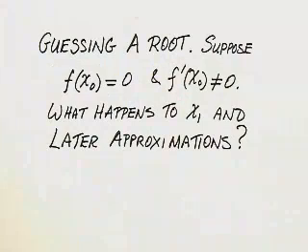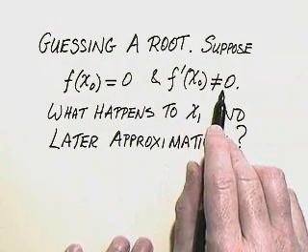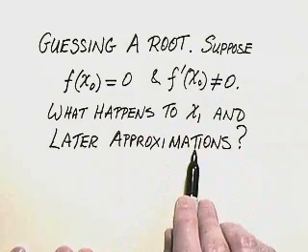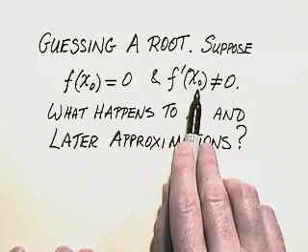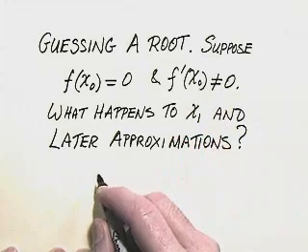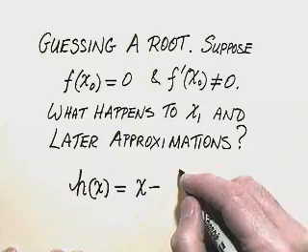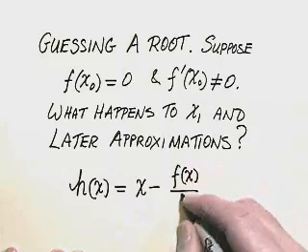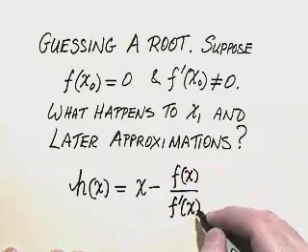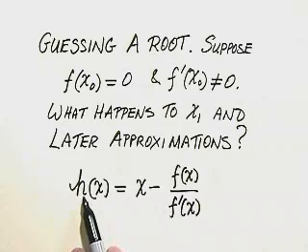Guessing a root. Suppose f of x0 equals 0. That is, our initial guess x0 is a root, and f prime of x0 is not equal to 0. What happens to x1 in later approximations? We have to require that f prime of x0 not be equal to 0 in order that Newton's method applies. So what are we going to be doing? Well, remember, we look at the function h of x, which is x minus f of x divided by f prime of x. And we take our initial guess, put it into h of x, calculate the value, that gives us x1. We put that back into the function and keep going.